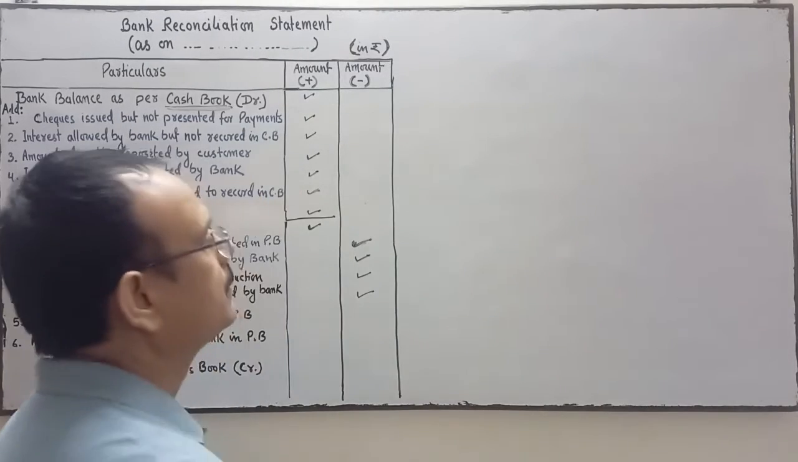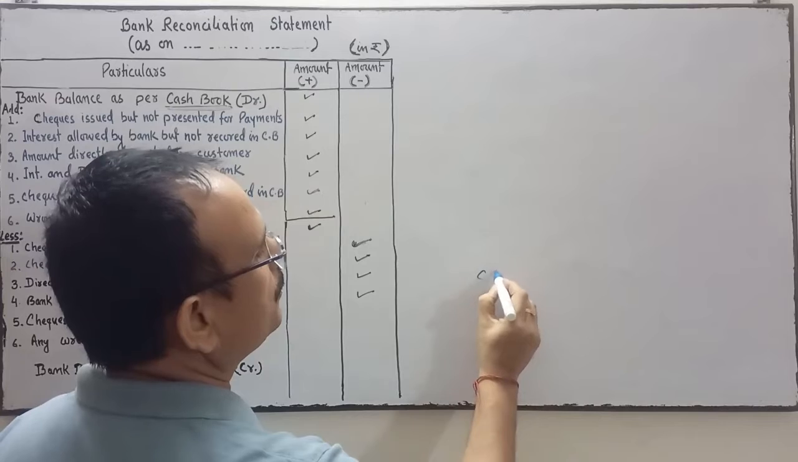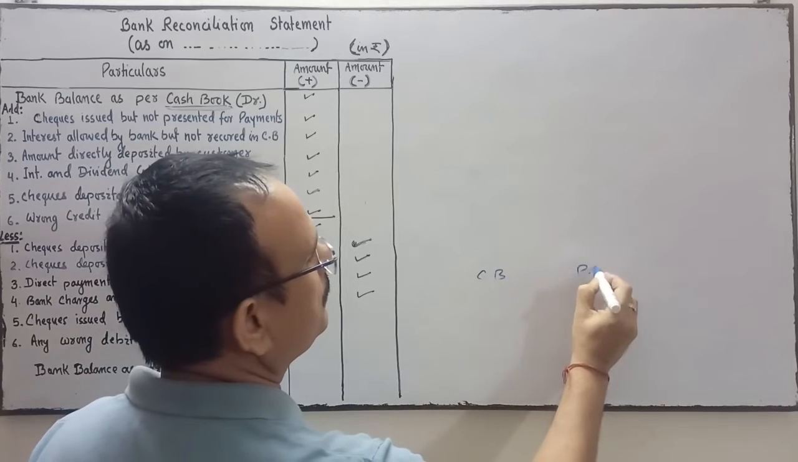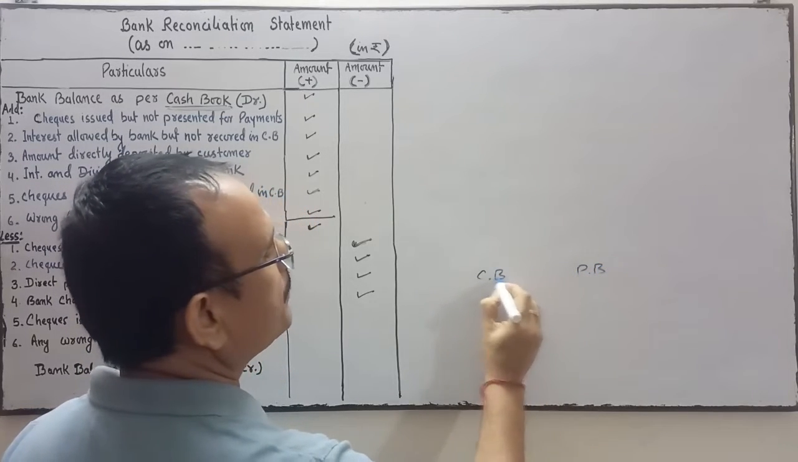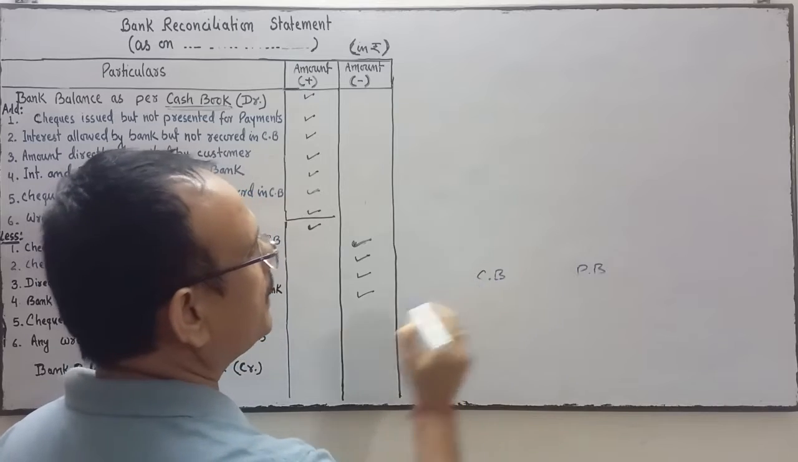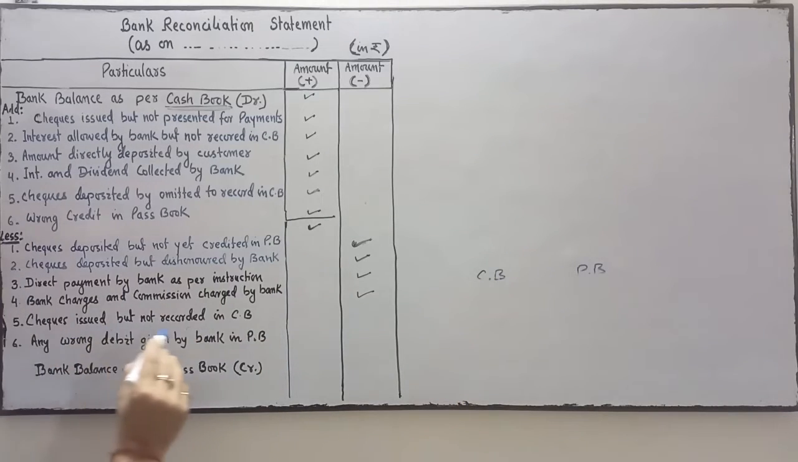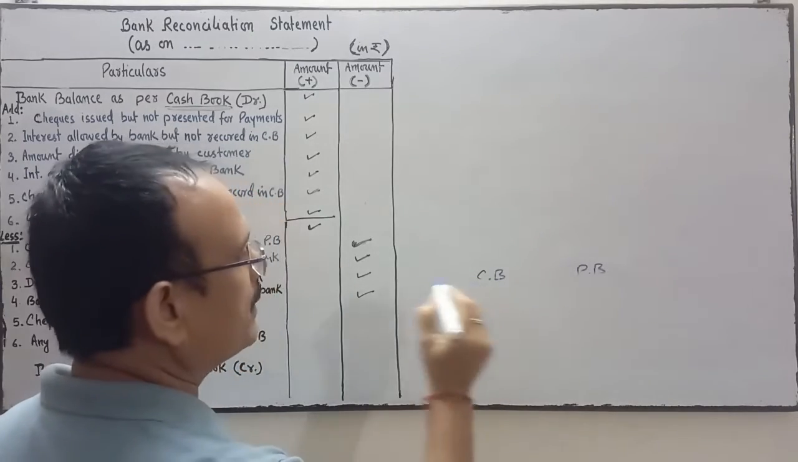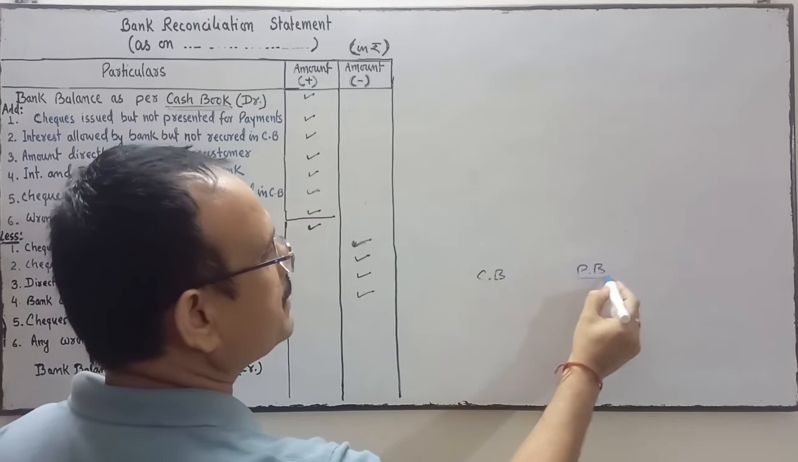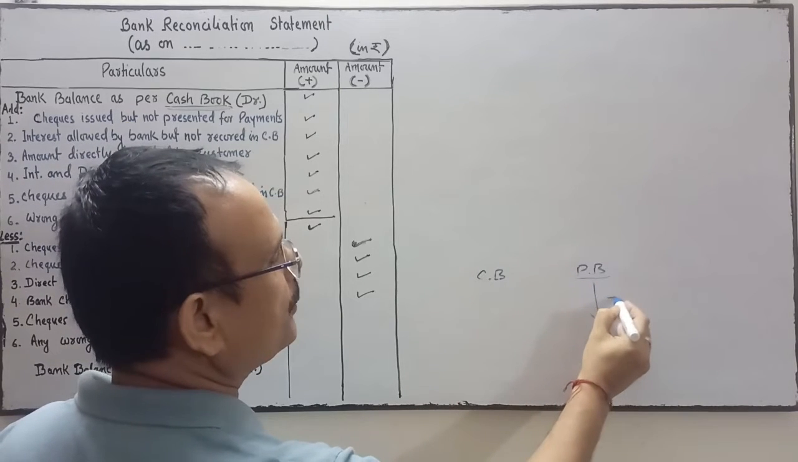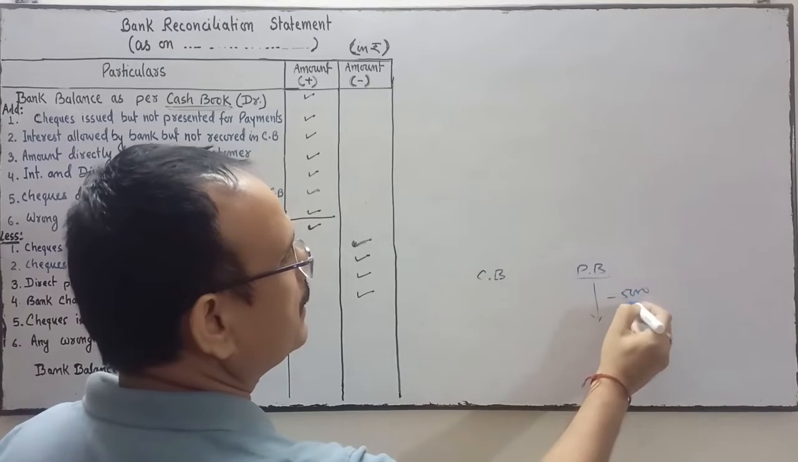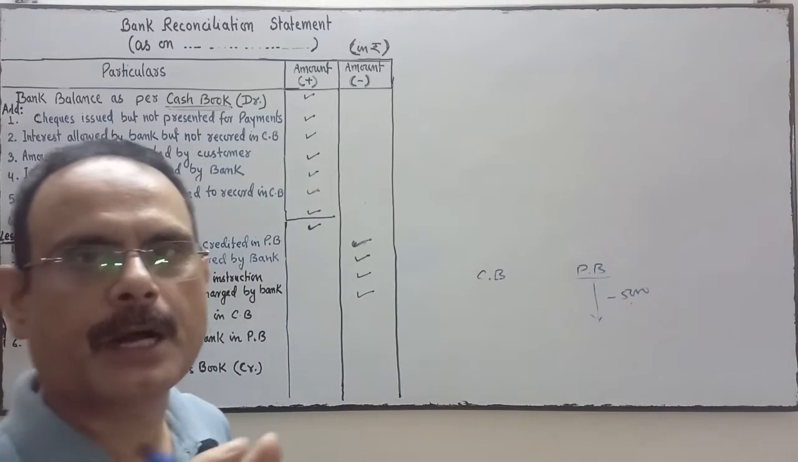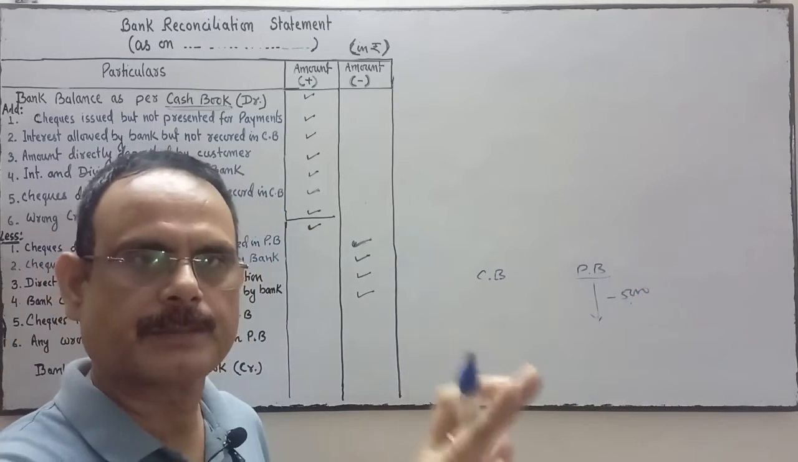Okay. This is your cash book, this is your passbook. Cash book and passbook. Check issued but not recorded in cash book. When the check is issued, passbook balance is decreased. Suppose a check of rupees 5,000 is issued, that entry is recorded in the passbook debit side in customer's ledger.